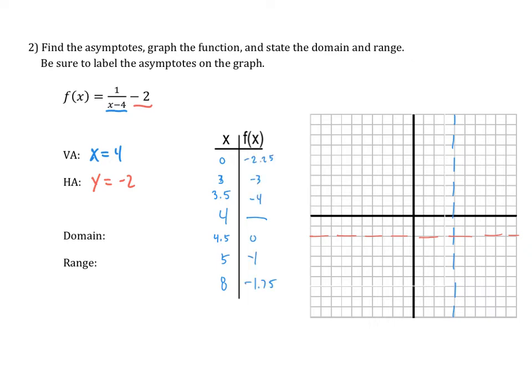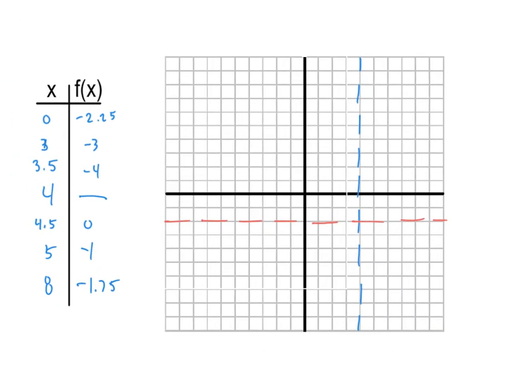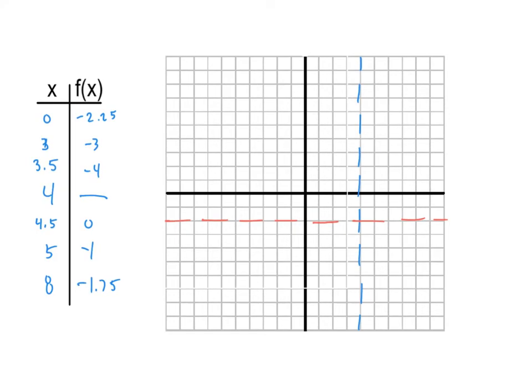Alright, so I've got my values into my table now. I'll plot those points. So 0, negative 2.25, so that should be just underneath our asymptote here. Let's see, 3, negative 3, and 3.5, negative 4. And on the right side, 4.5, 0. 5, negative 1, and 8, negative 1.75, which would be right above our asymptote here.